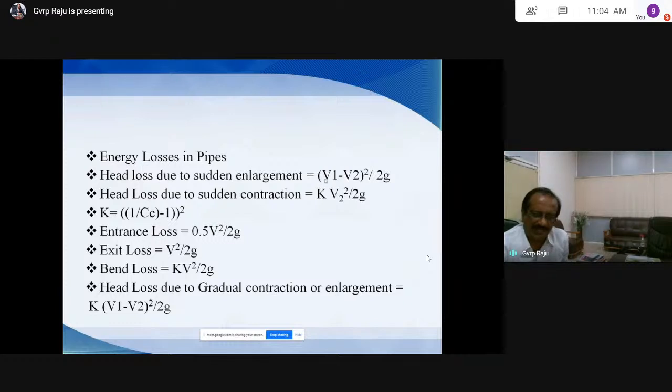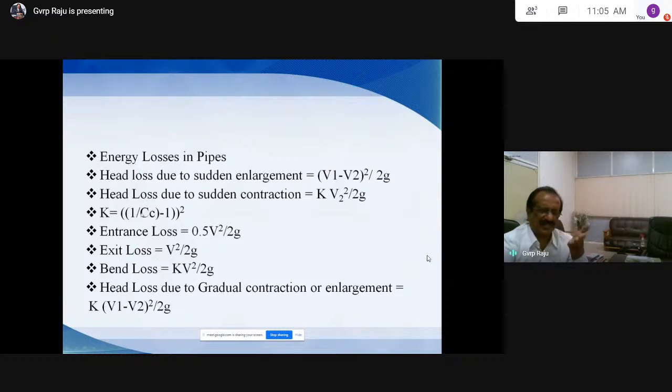So it is required to take only V2. Normally, if the value of K is not given, you can take it as 0.5. So head loss due to sudden contraction is 0.5 V2 square by 2g. In the absence of data, you can take K equal to 0.5 if Cc is not given. Suppose the value of Cc is given; Cc is called the coefficient of contraction. Then K is (1 by Cc minus 1) whole square.